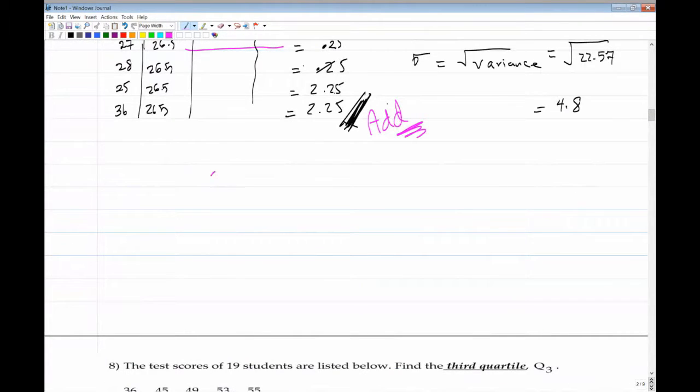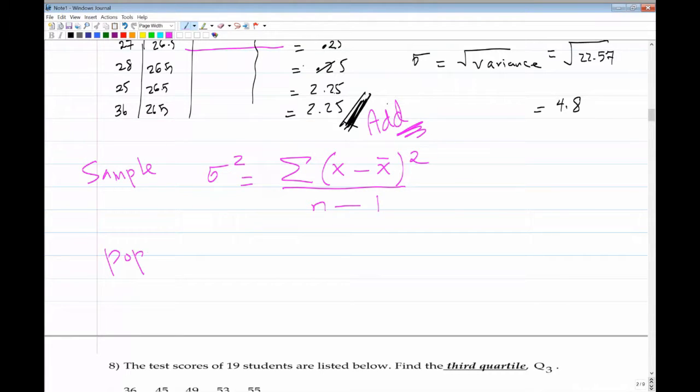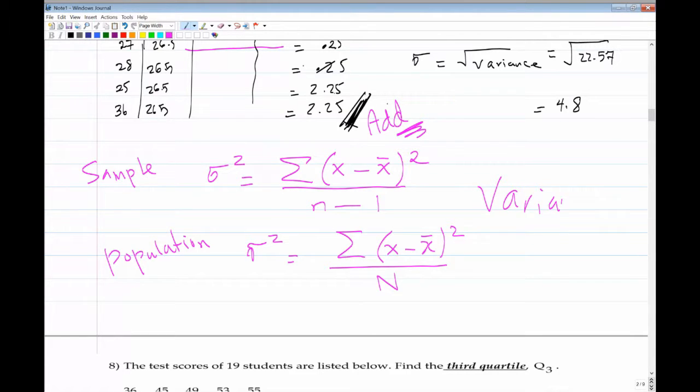But what I want to say over here, the variance right here for the sample. So let me write the word sample. It's always the sum of x minus x bar squared, and we divide by n minus 1. For the population, it's always going to be the same exact formula, but instead of dividing by n minus 1, we always divide by the sample size. That is the variance. A standard deviation is not bad because we just take the square root of the number.